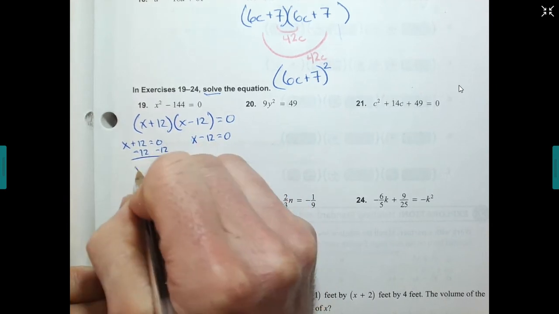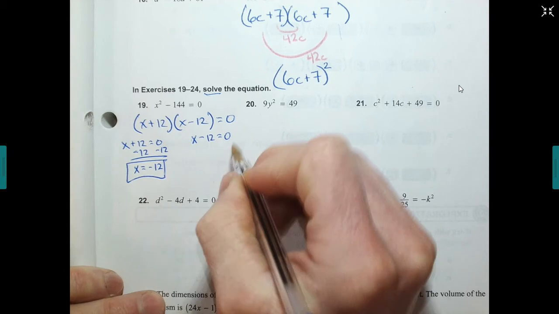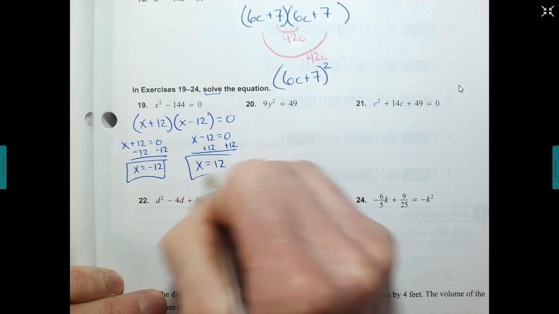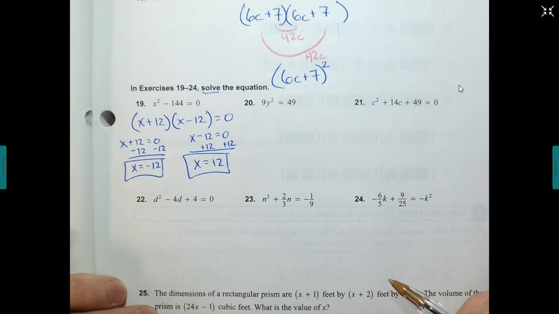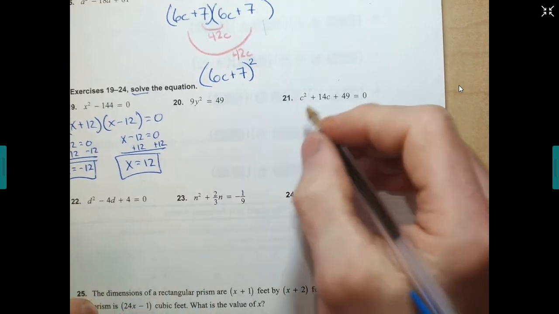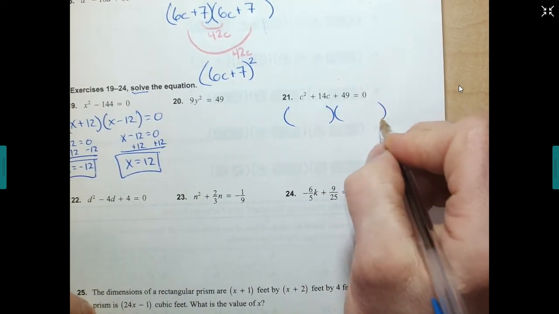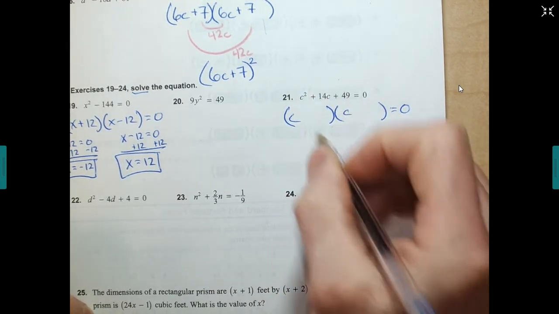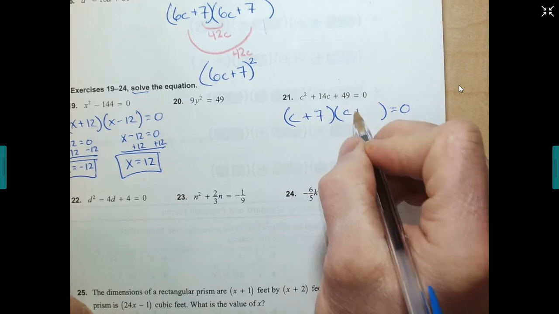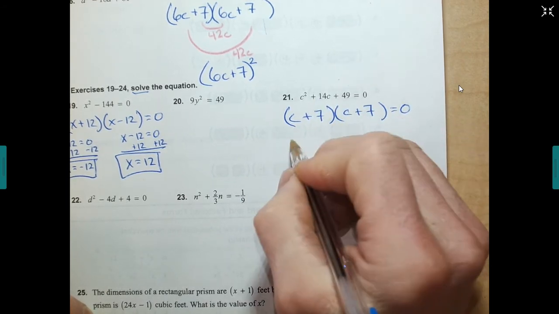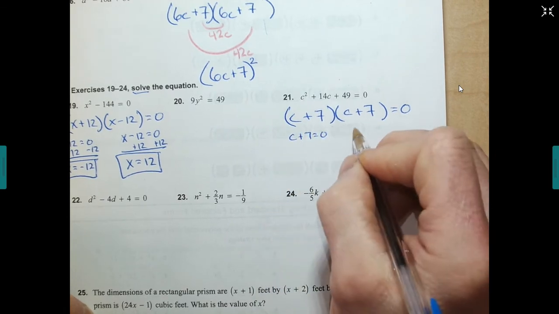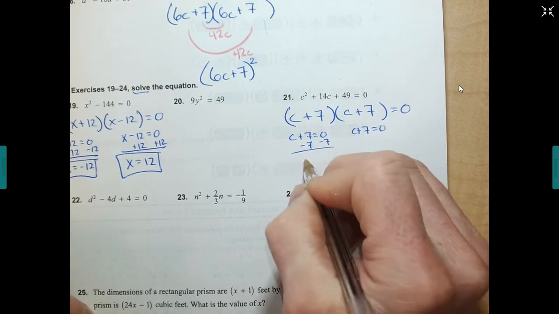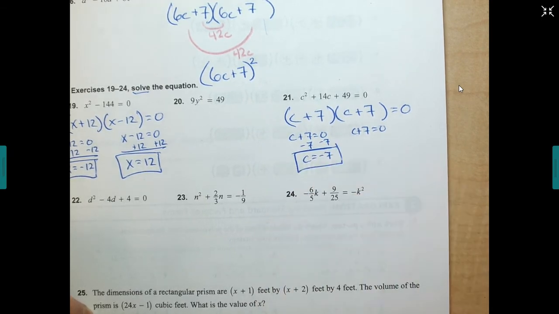Minus 12 on both sides, x equals negative 12. Plus 12 on both sides, x equals 12. There you go. That's it. Let's check this one out. I'm going to have c in both of them. And the square root of 49 is 7. That's a plus, so I have plus plus. So c plus 7 equals 0. I'm going to get the same answer, so I'm just going to do it once. So c equals negative 7.